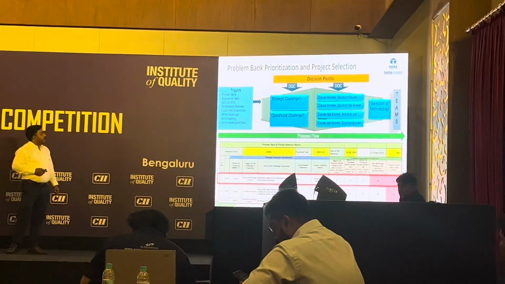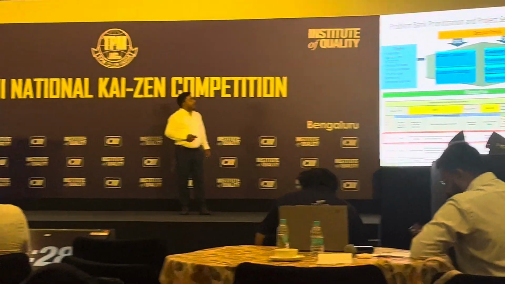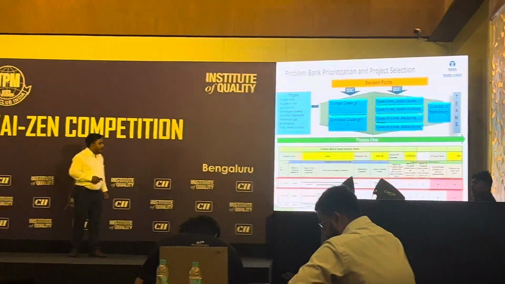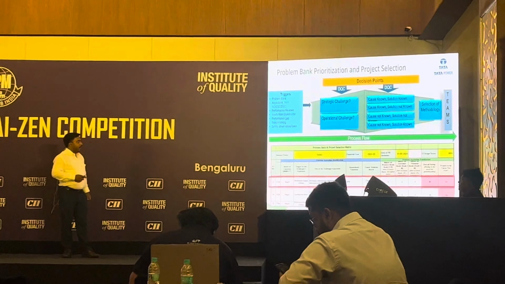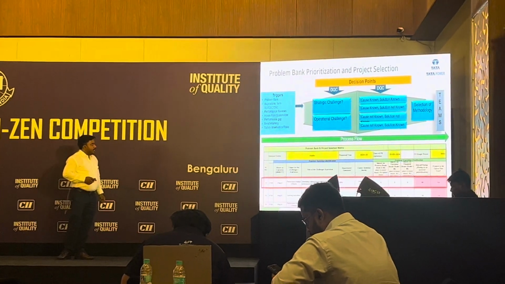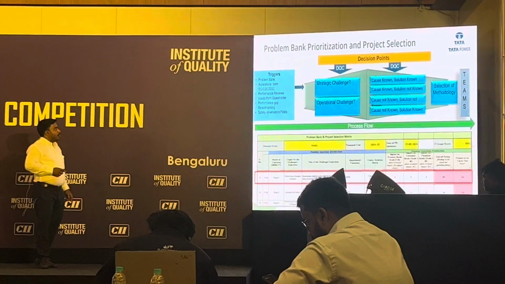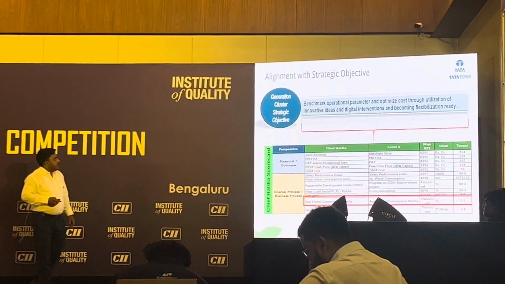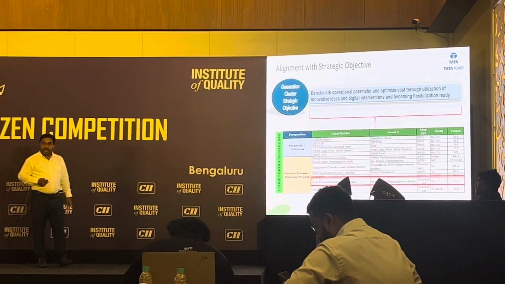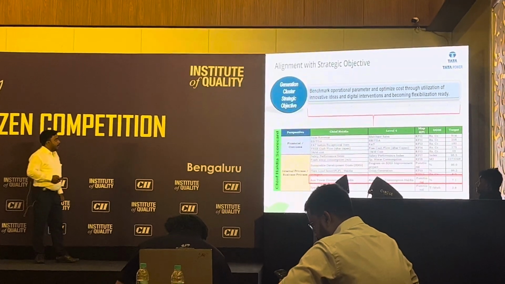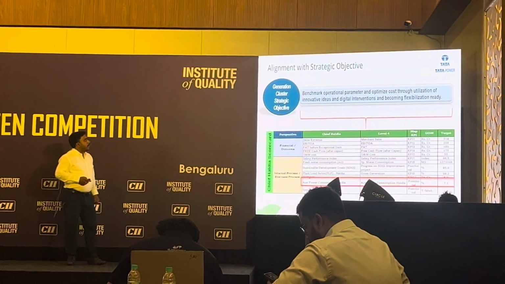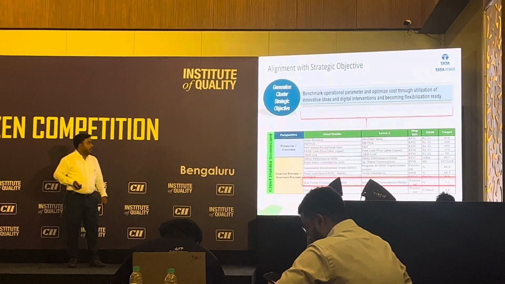So we have taken this project based on our problem bank prioritization project selection methodology, and the trigger for this project came from the problem bank for FY25. Based on the nature of the challenge and cost-solution matrix, we have taken up this project. This project was in alignment with our generation cluster strategic objective of benchmarking operational parameters and optimizing cost through utilization of innovative ideas and digital interventions.